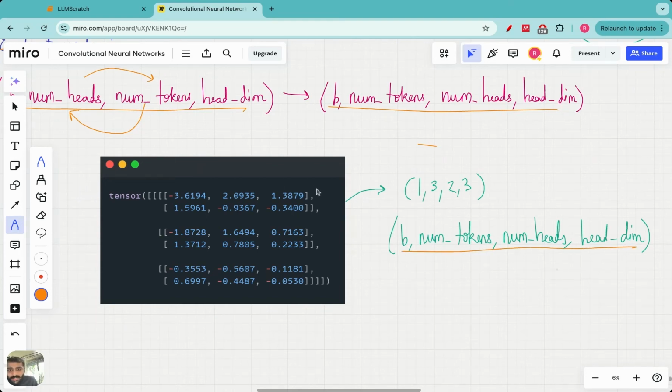So here you see now the interpretation is different. Now this is my first token. Now the grouping is with respect to tokens. This is my second token and this is my third token, and in each token there are two heads. If you look at the first token, there are two heads. This is the context vector with respect to the first head, and the second row is the context vector with respect to the second head for the first token.